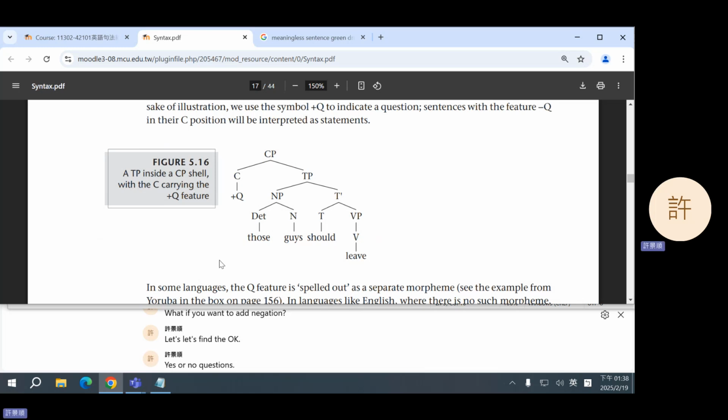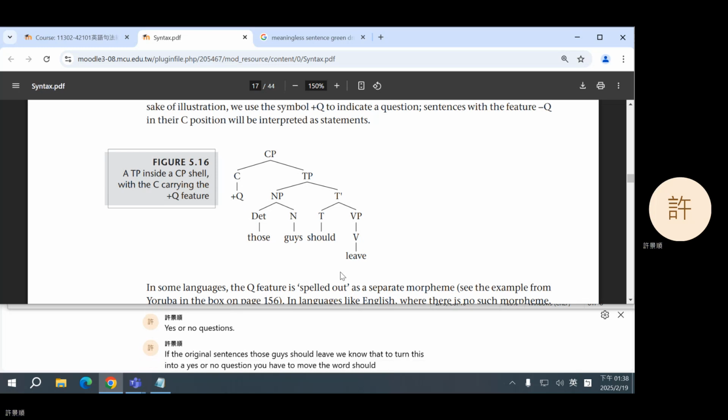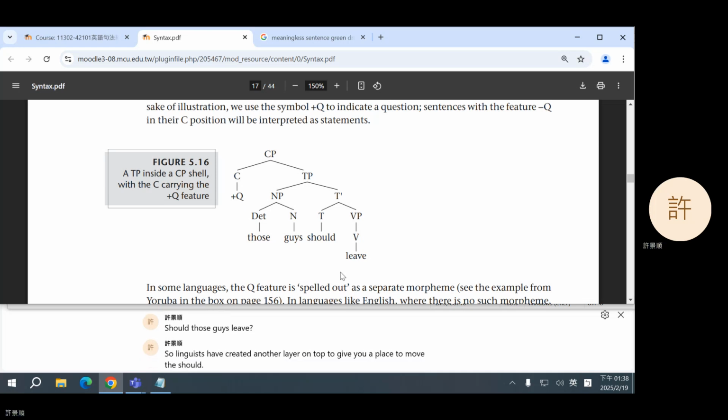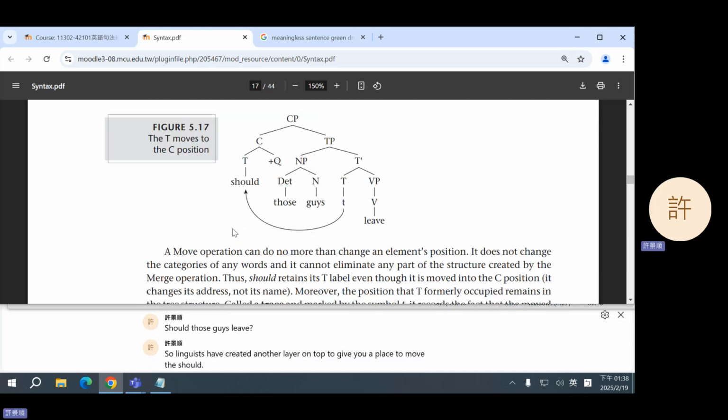If the original sentence is those guys should leave, we know that to turn this into a yes or no question, you have to move the word should to the front, right? Should those guys leave? So linguists have created another layer on top to give you a place to move the should. And after you move, it looks like this.